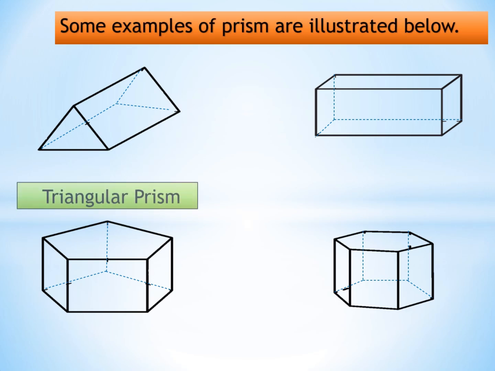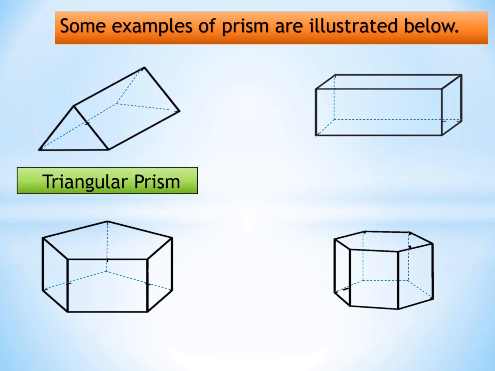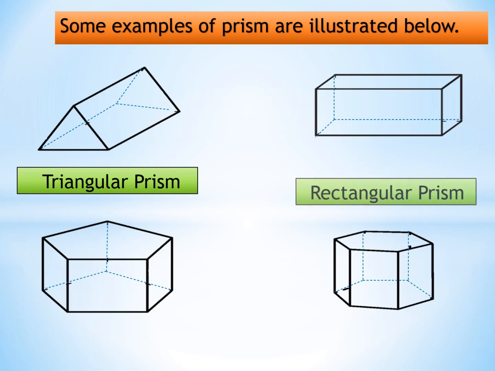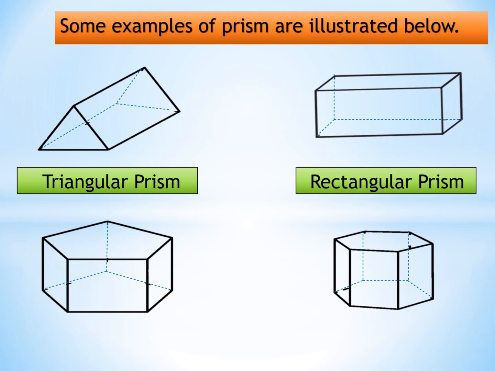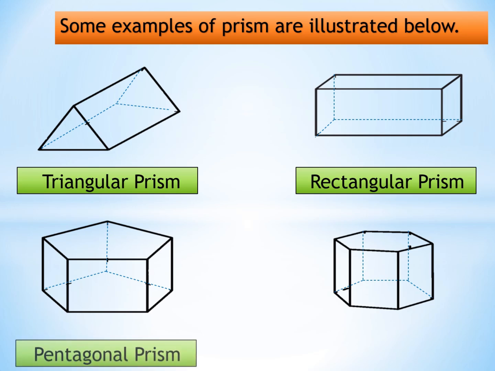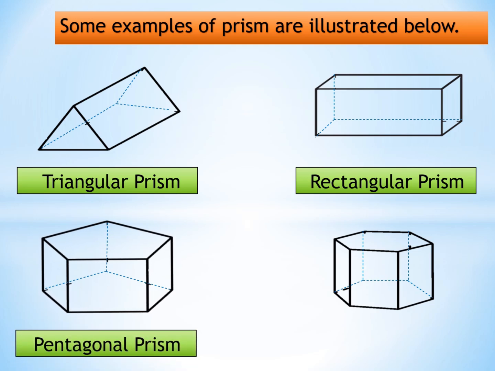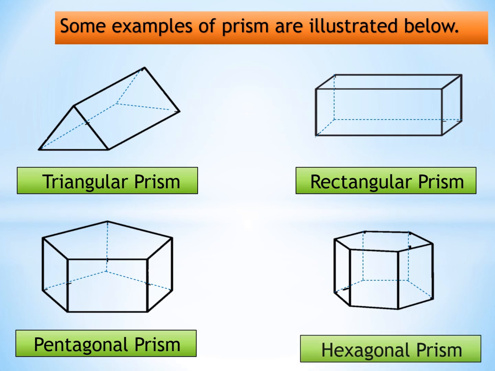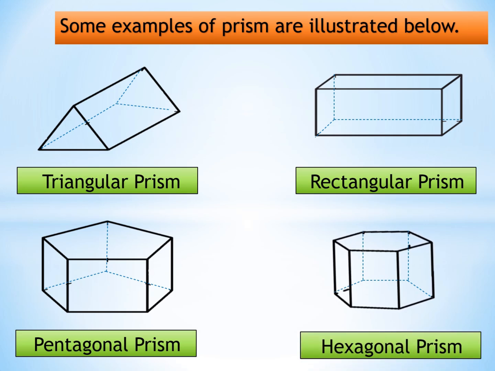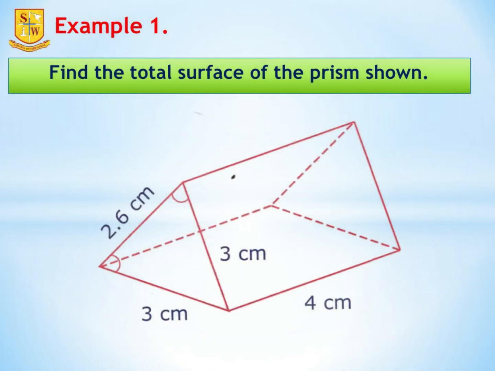1. Triangular prism, where both ends are triangles. 2. Rectangular prism, where both ends are rectangles. 3. Pentagonal prism, where the top side is a pentagon and the bottom side is also a pentagon. 4. Hexagonal prism, where both ends are hexagons. Now let's do some examples.